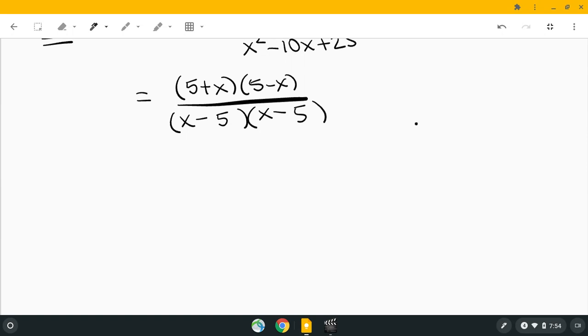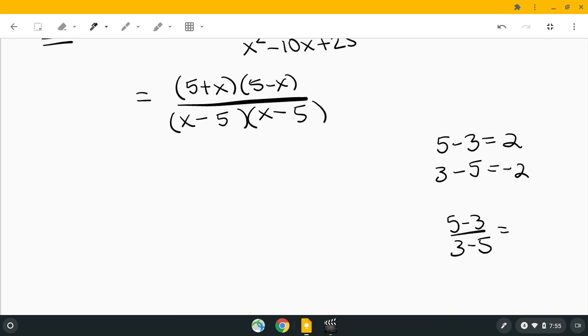Okay, so here's the answer. Let's take a look first with some concrete numbers, no x's. Okay, let's suppose that we have this 5 minus 3. What does that equal? 2. Now let's switch it around. 3 minus 5. What does that equal? -2, right? So if I have 5 minus 3 over 3 minus 5, that's going to give me 2 over -2, which is -1, right?